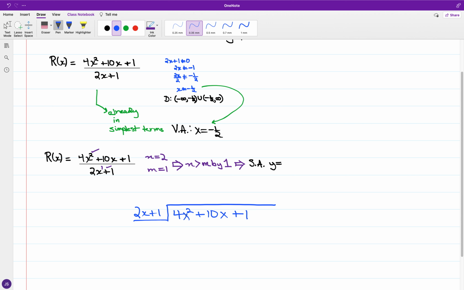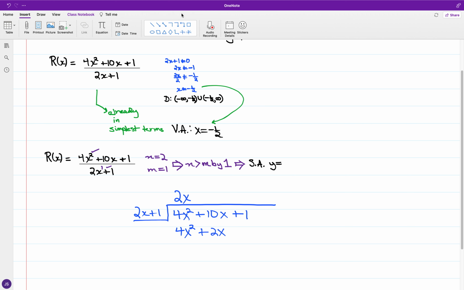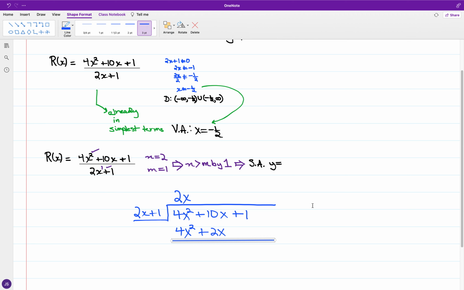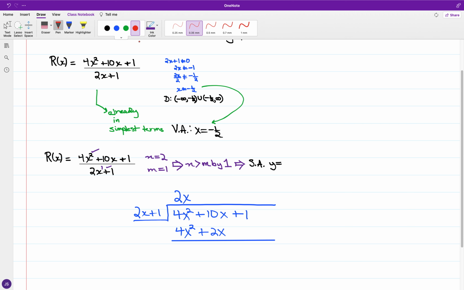So for 2x into 4x squared, or 4x squared divided by 2x, that is going to be 2x, and distributing over the divisor, we have 2x times the quantity 2x plus 1, so this is going to be 4x squared plus 2x. After the first round, we're going to be subtracting the product from the like terms in the dividend. So we're going to have 4x squared go out. Now we have 10x minus 2x, it's going to be 8x.